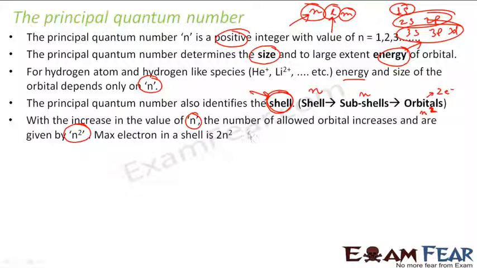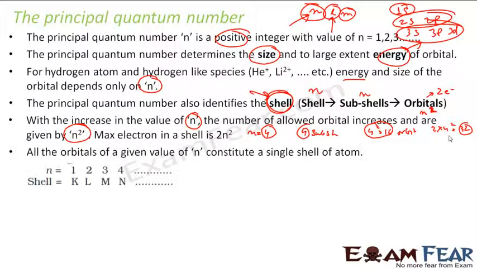For example, n is equal to 4. The fourth shell has 4 subshells, 4 square, that is 16 orbitals, and 2 into 4 square, that is 32 electrons. So the fourth shell will have 4 subshells, 16 orbitals and 32 electrons. If you are getting confused, just hold on. We'll have slides where the doubts will be cleared.